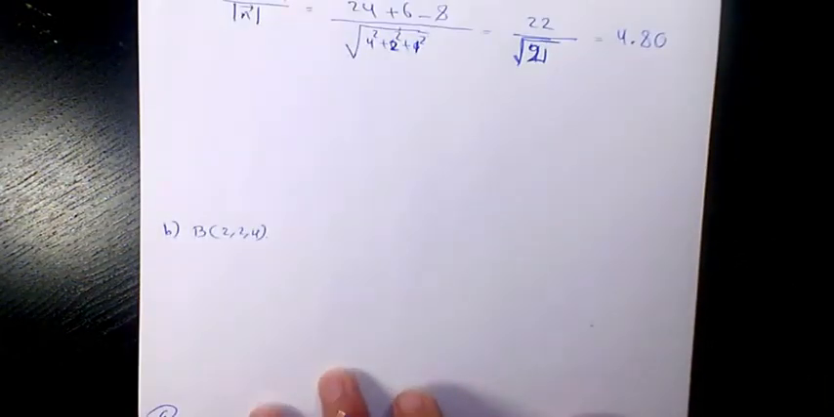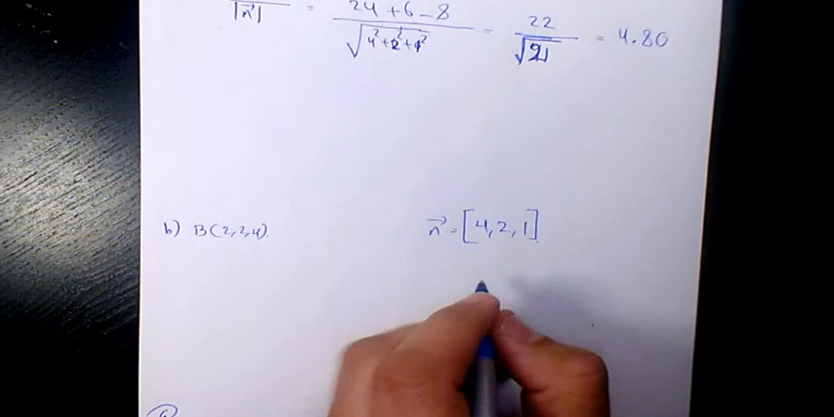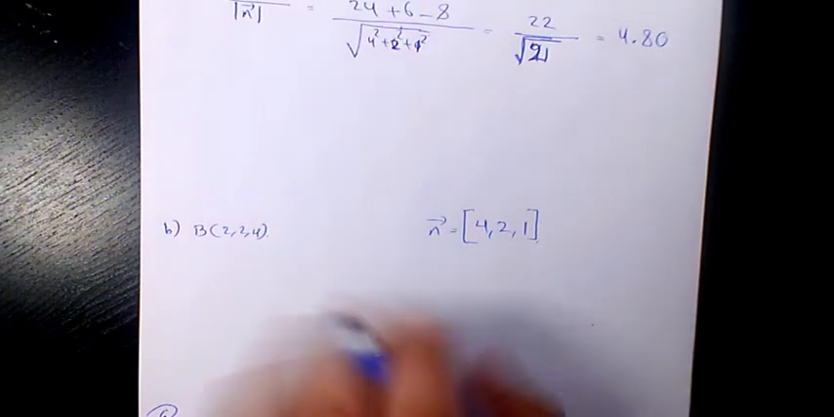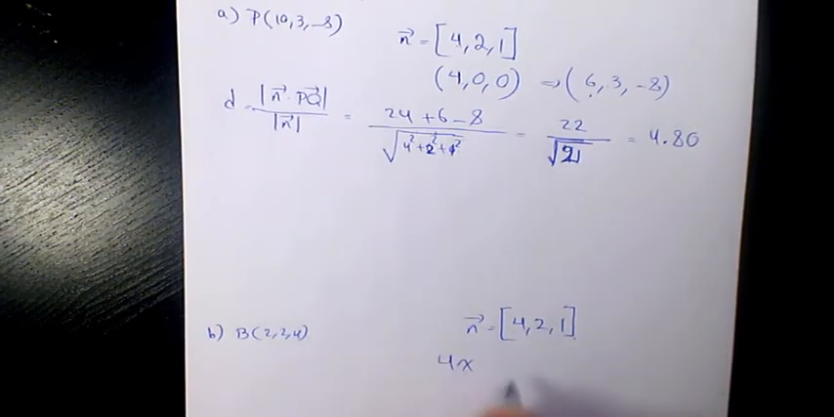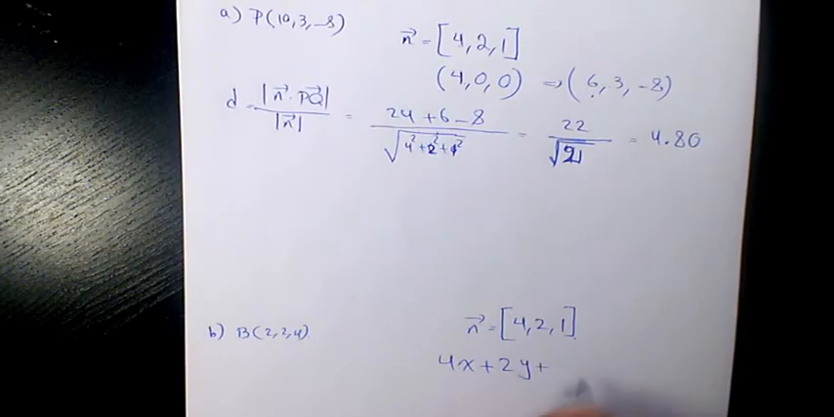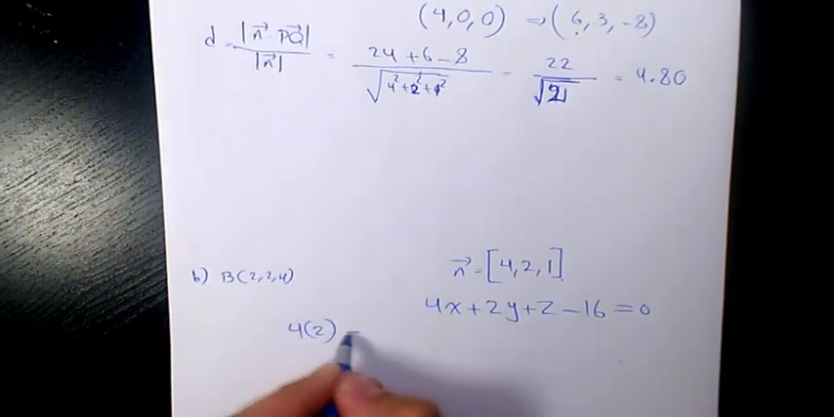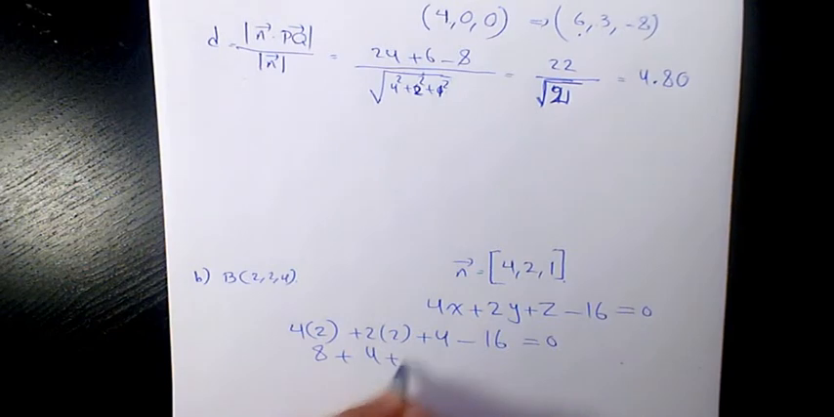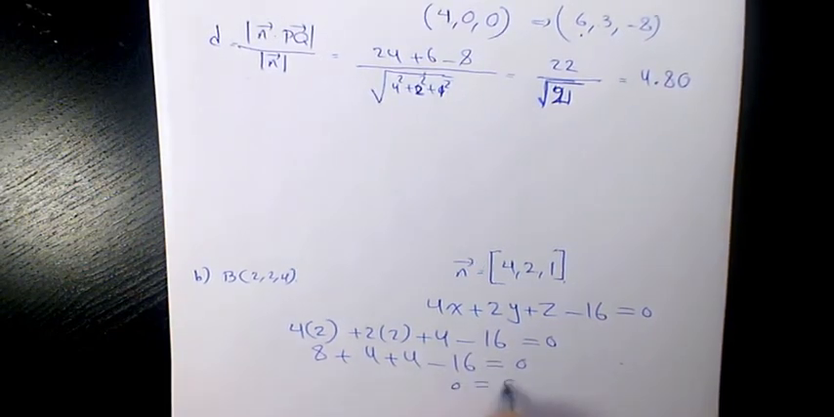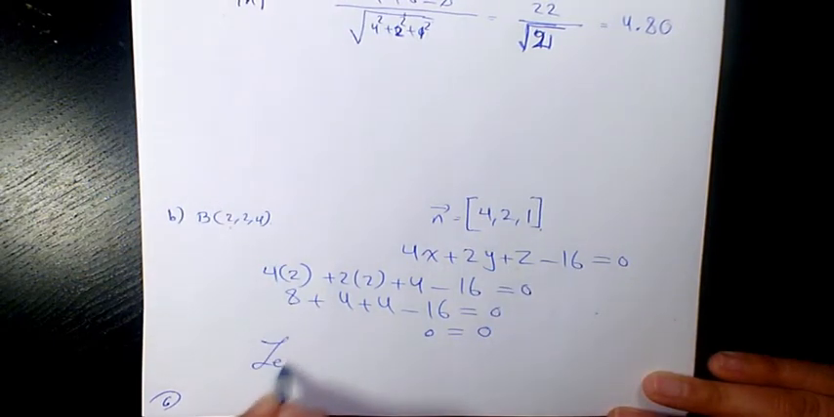Now the next one. Again, the normal, let me write it here again: 4, 2, 1. Let's check if the point is on the plane or not. If the point satisfies the equation of the plane, it means that the distance is zero. That's the first thing you need to do always. So 2 times 4 times 2 plus 2 times 2 plus 4 minus 16 equals 0. Let's say 8. Oh, that works. So that's going to be 0 equals 0. It means that the point is on the plane. So it means that the distance is 0.